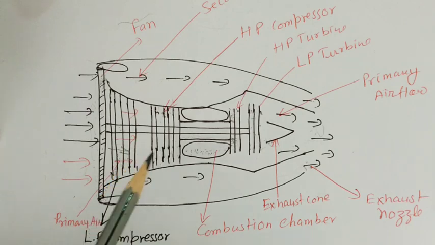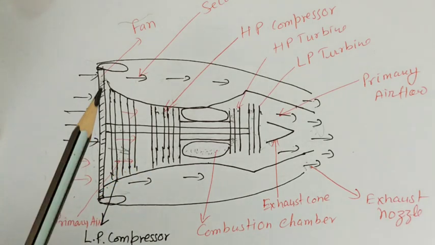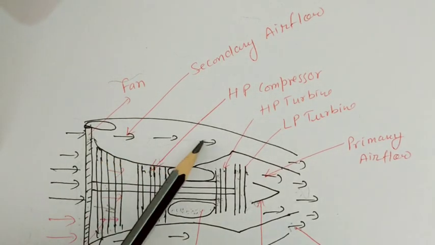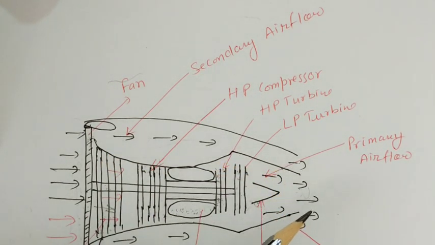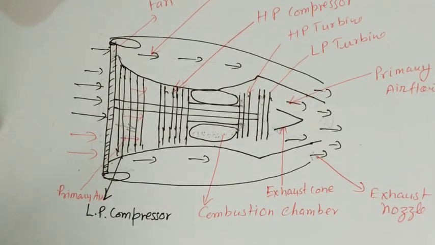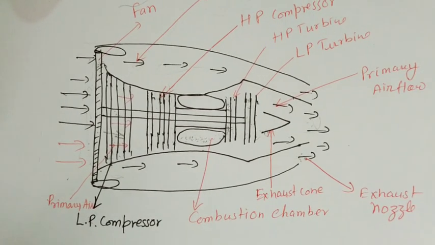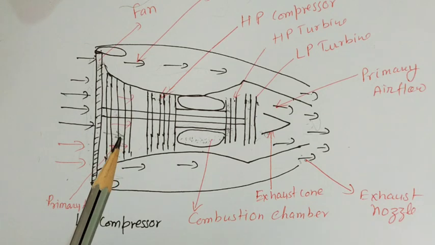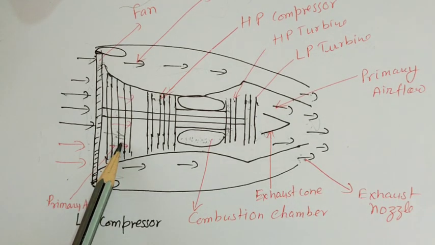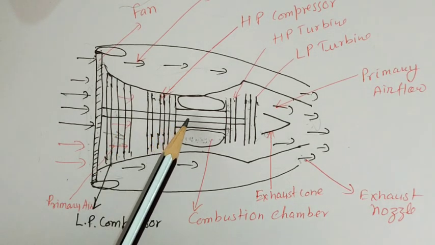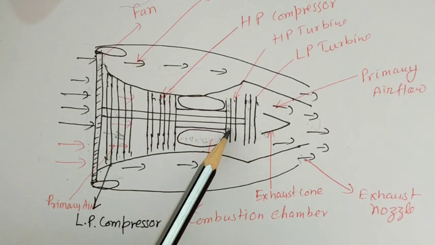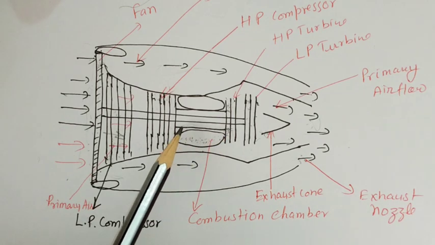Here primary air flows, it's called primary air, in this duct. Secondary air flows in this duct. Both are mixing at the rear and going to the atmosphere. One more thing is there. Here you can see a twin spool compressor. This LP compressor is joined by this shaft to the LP turbine, and this HP turbine is joined with this HP compressor.